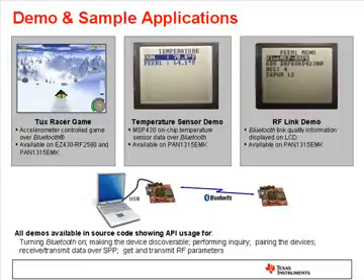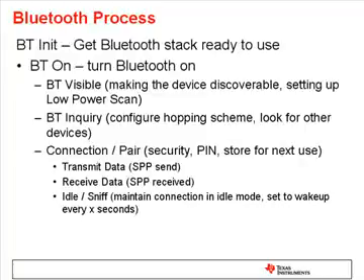The Bluetooth process that you'll see in these applications, plus the same ones that you'll do in your own development, is first you'll want to initialize the Bluetooth stack. Then you'll want to turn Bluetooth on. When you do this, you can make your Bluetooth device visible. So that means that other devices can see your device and therefore connect to it. This is also when you'll set up the low power scan that I talked about earlier.